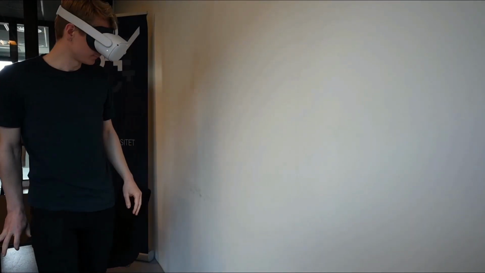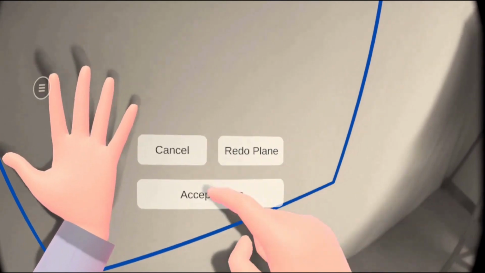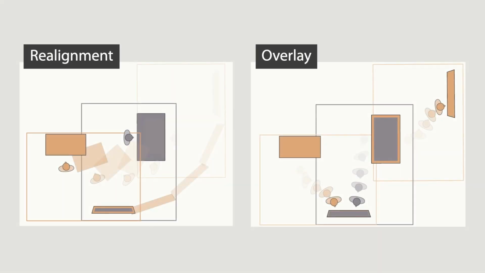We developed a prototype to explore how users may configure partially aligned spaces based on their physical surfaces. In our scenario, Alice and Bob's offices can be partially aligned either around their tables or the whiteboards. We demonstrate two different techniques for partially aligning their offices.